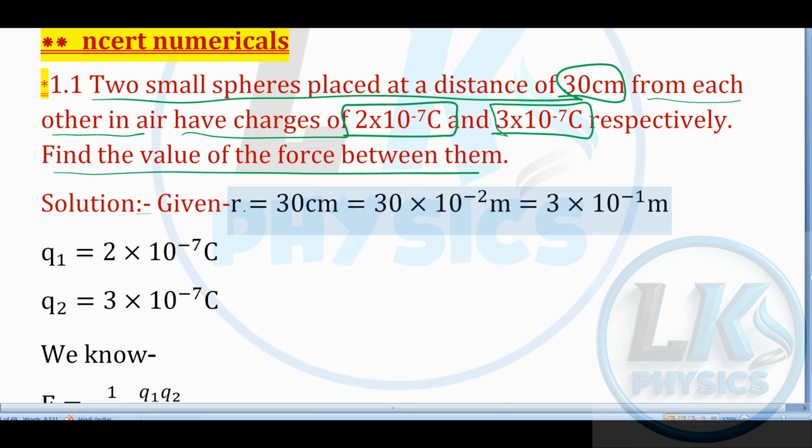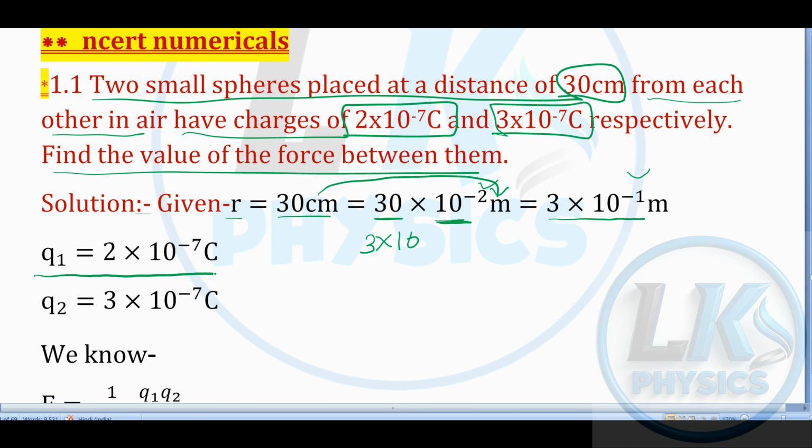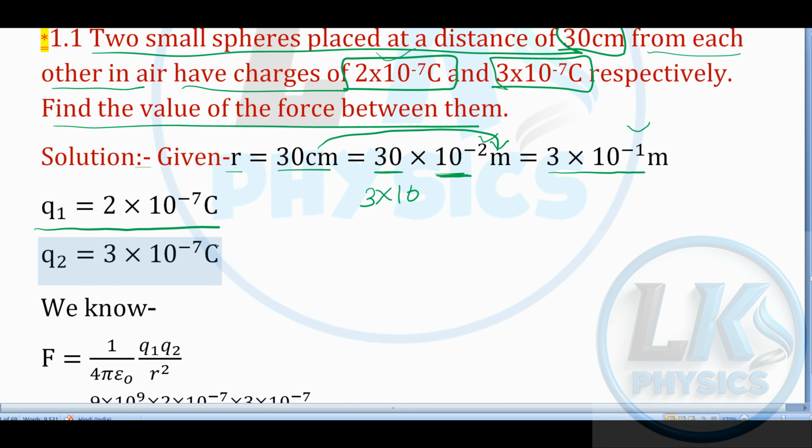So we have the solution: r equals 30 centimeter. Centimeter is converted into meter, so in place of centimeter, we put 10 raised to power minus 2. Now 30 can be written as 3 into 10, so this will become 3 into 10 raised to power minus 1 meter. Now the magnitude of the first charge is 2 into 10 raised to power minus 7 coulomb, and the magnitude of the second charge is 3 into 10 raised to power minus 7 coulomb.